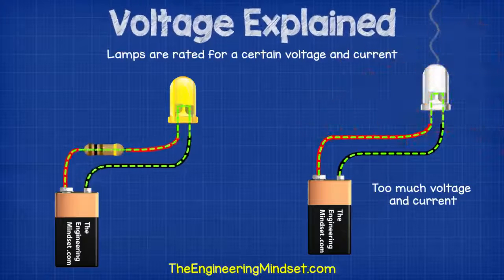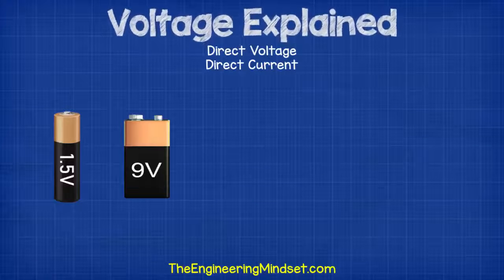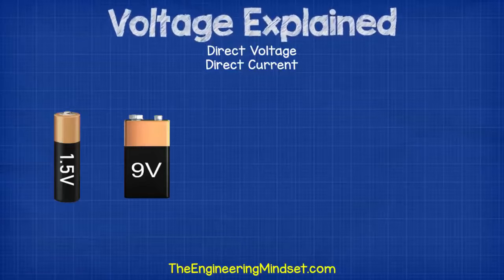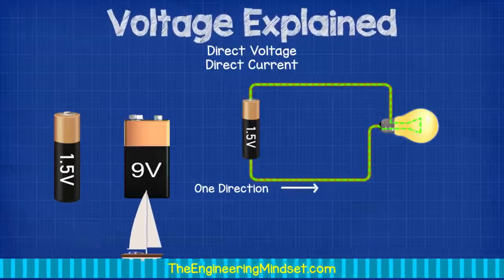pass through at once. If we look at some typical batteries, we can see that this AA battery has a voltage of 1.5 volts, and this one has a voltage of 9 volts. These are sources of direct voltage, meaning the pressure it provides moves the electrons in a constant current in one direction, much like the flow of water down a river.